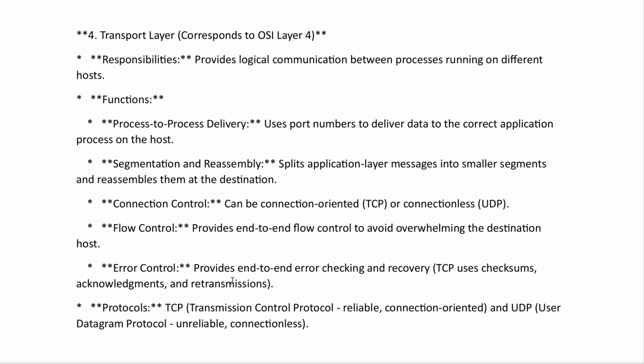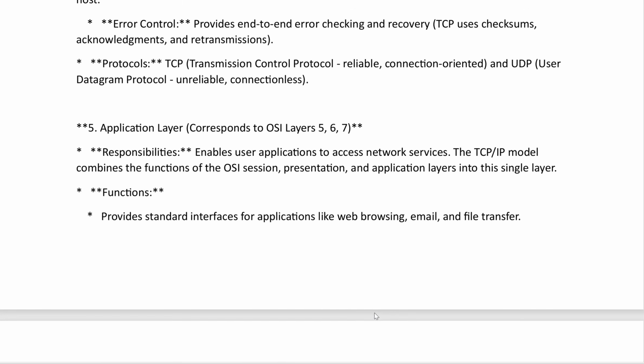So the error control means that the transport layer provides end-to-end error checking and recovery. Transmission Control Protocol uses checksums, acknowledgements, and retransmissions for ensuring error control. Protocols supported are Transmission Control Protocol (TCP), which is a reliable and connection-oriented protocol, whereas User Datagram Protocol (UDP) is an unreliable or connectionless protocol.